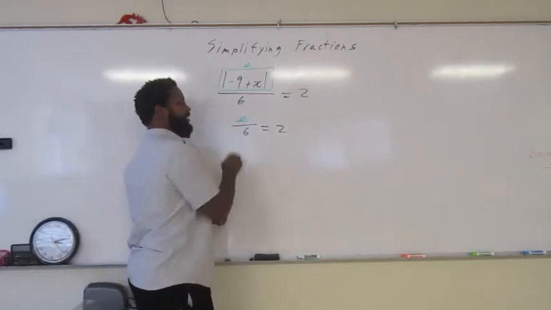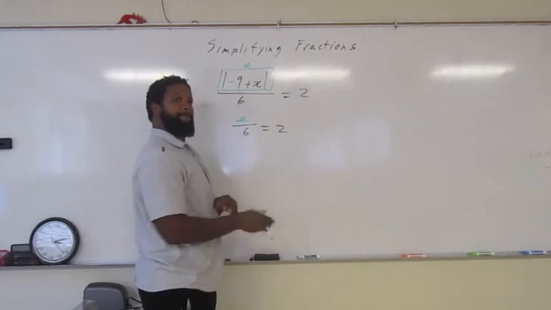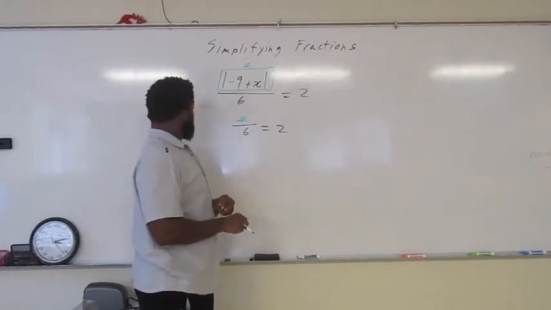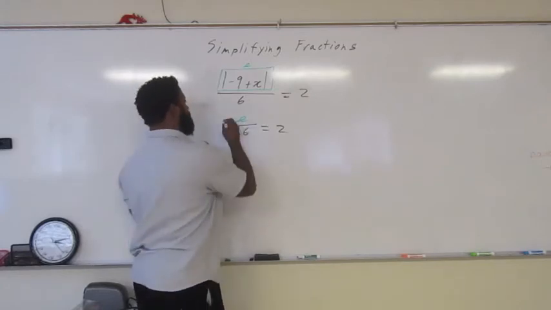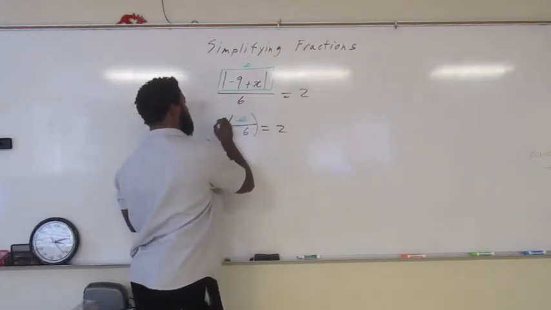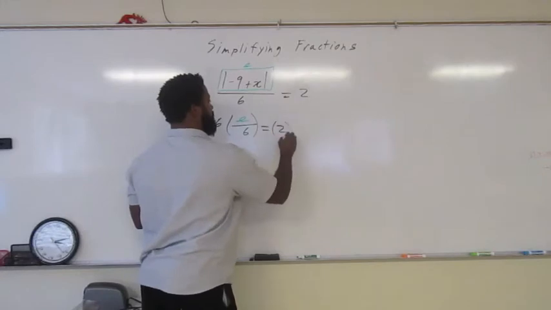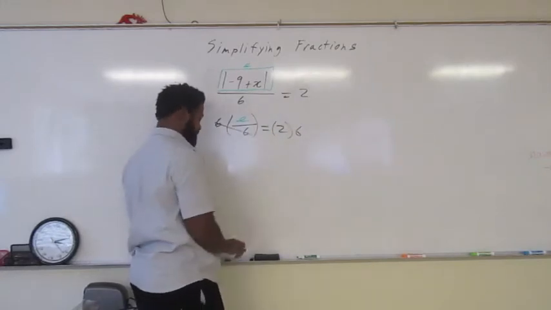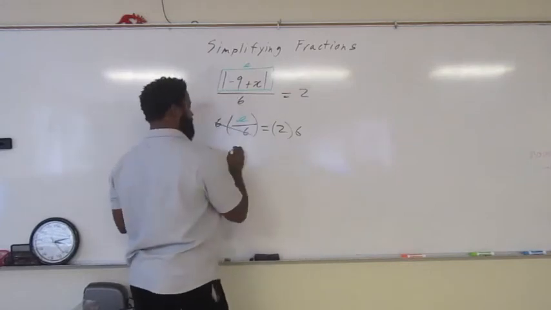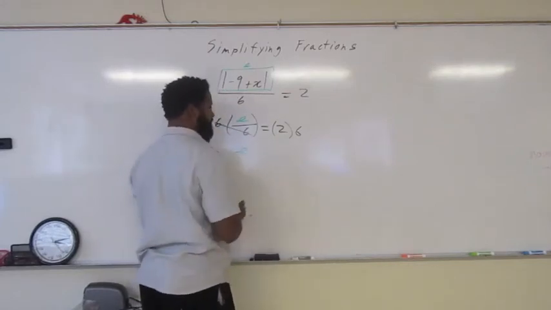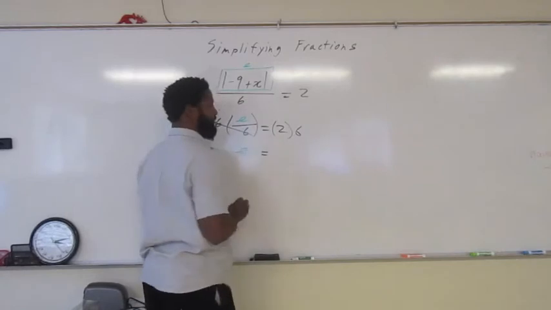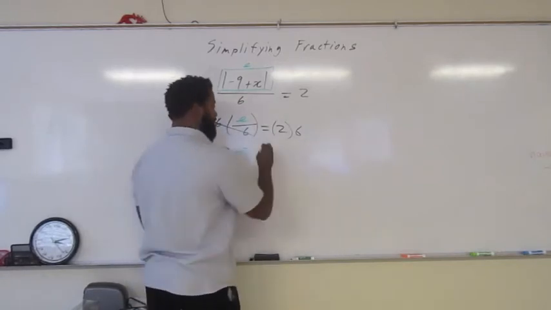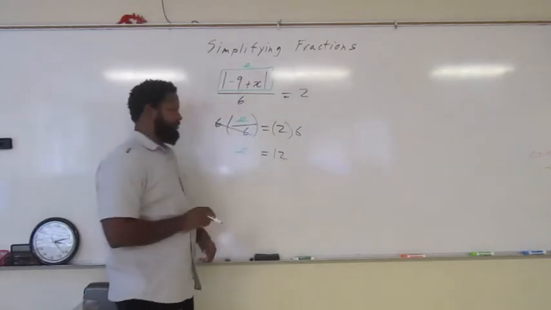So what's happening right here? How are we going to get the E by itself? You multiply 6 times 6 on both sides. What you do on one side, you must do to the other. They cancel out, and the E is left by itself, right? 2 times 6 is 12. Good job.